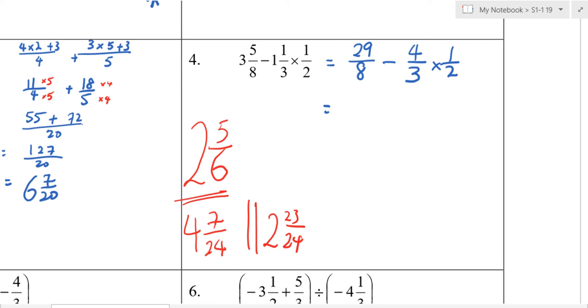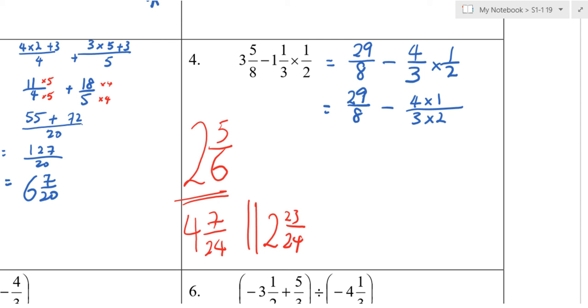Now, then I do which one? I do the multiply together. So what does it mean? 29 over 8 minus 4 times 1 over 3 times 2. Am I correct? I think at this stage, some of you are wrong already because I got 3 different answers.